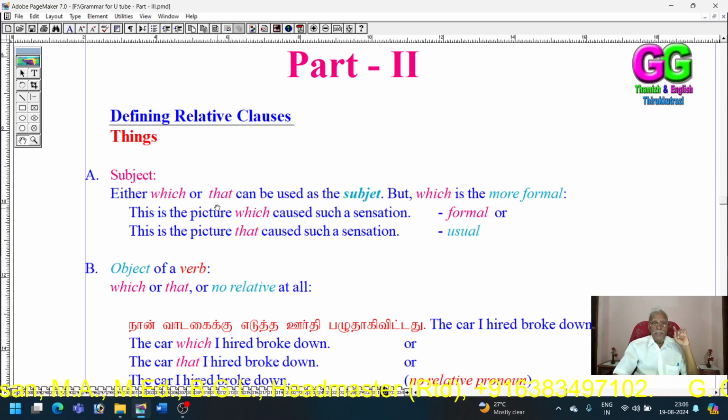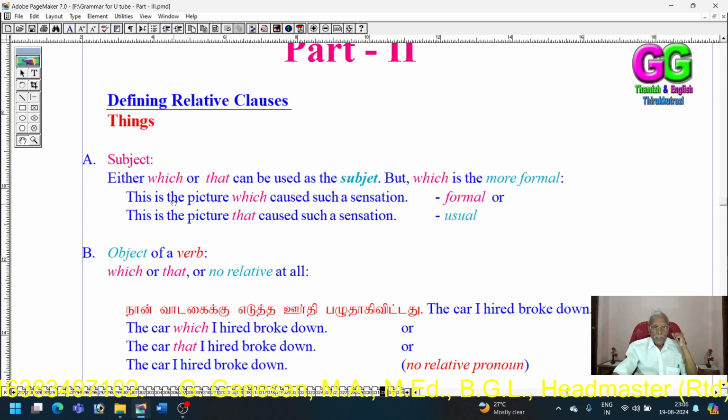Either which or that can be used as the subject. But which is more formal. That is informal and is more used in spoken English and in informal English.